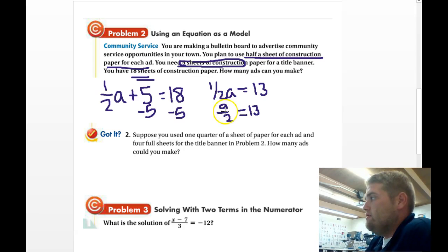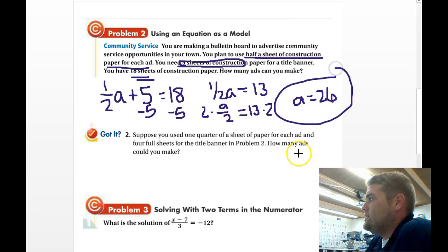So when A is divided by 2, I can multiply both sides by 2, and I get that A equals 26. Okay, so I can make 26 ads if I use half a sheet of paper and I use 5 for the title banner.